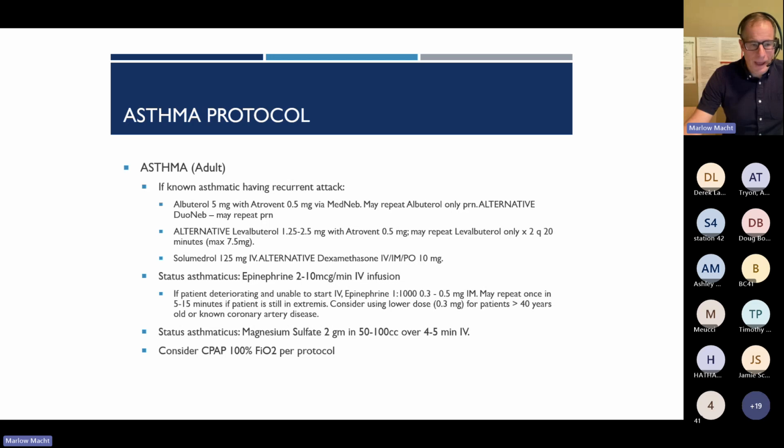You can consider CPAP in an asthmatic. Just remember, you're less likely to turn an asthmatic around with CPAP than you are someone with CHF or COPD.